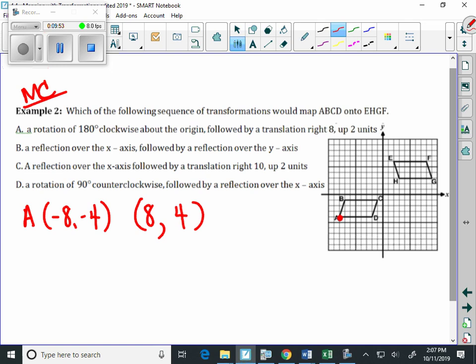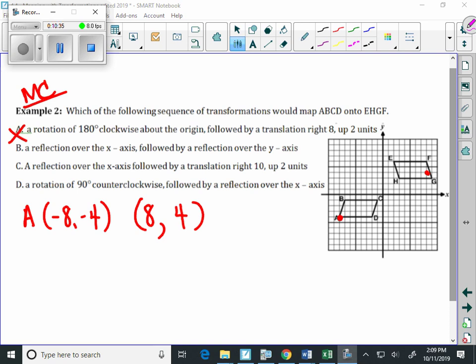So over here in the graph, we're going to go 1, 2, 3, 4, 5, 6, 7, 8. 1, 2, 3, 4. Now remember, there's more to it. We did the rotation of 180 degrees clockwise. And now what it says is we're going to follow that by a translation of right 8 up 2. Well, we don't even have 8 spaces to the right on our graph. And what we're wanting is we want A to end up at point E. Is A going to end up at point E? No.